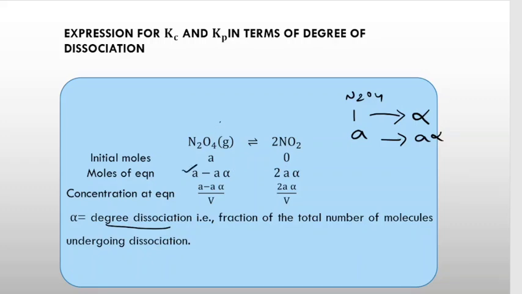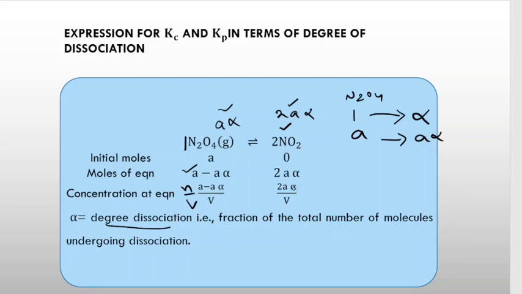When A alpha moles of N2O4 dissociate, then definitely 2A alpha moles will be produced, according to the equation. According to the equation, 1 mole of N2O4 gives 2 moles of NO2. So A alpha moles gives 2A alpha moles of NO2. Then concentration means always number of moles by volume. So (A minus A alpha) by volume, and 2A alpha by volume.